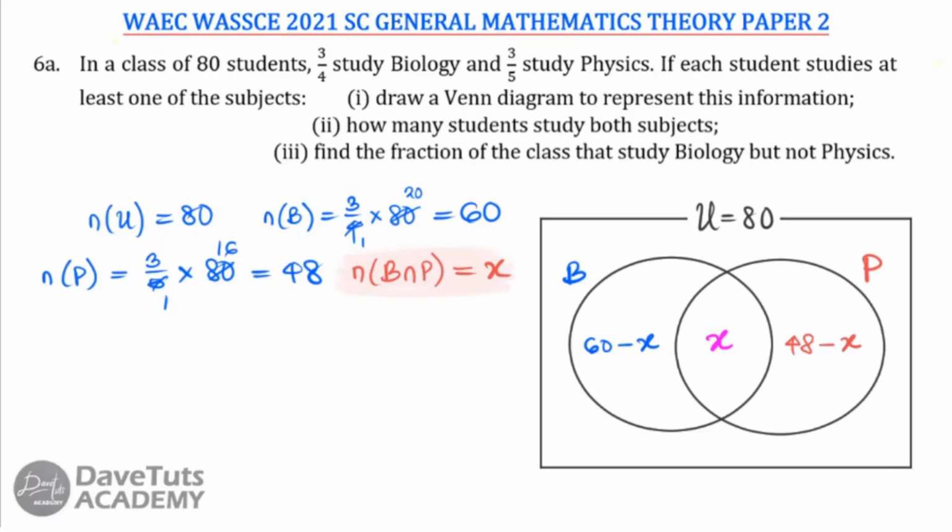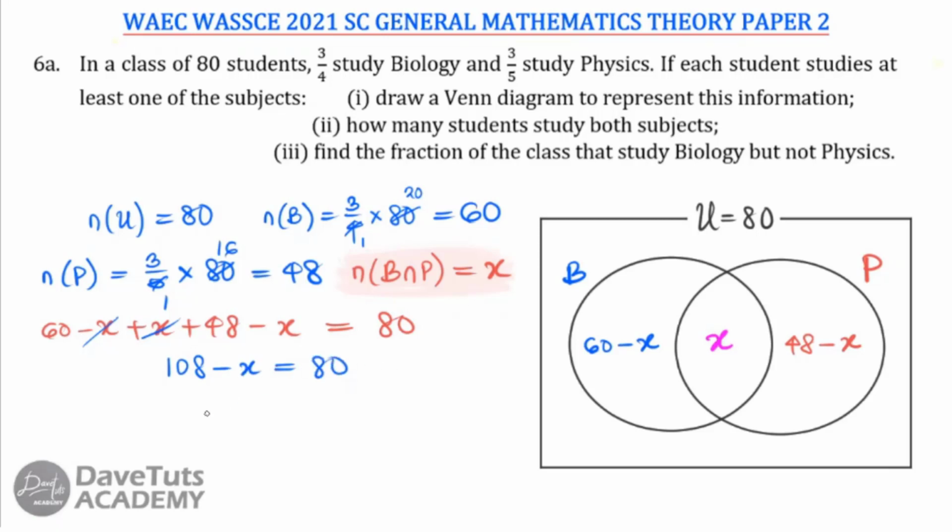And then looking at this particular question, what we need to do is that since we have the total number of students to be 80, the addition of those who study biology alone, and those who study biology and physics, and those who study physics alone will culminate into 80. So we can just say for this particular question, if we add everything, 60 minus X plus X plus 48 minus X is going to give us 80, which is the total number of students that we are looking at generally. Minus X and X will cancel out. 60 plus 48, that will be 108 minus X is equal to 80.